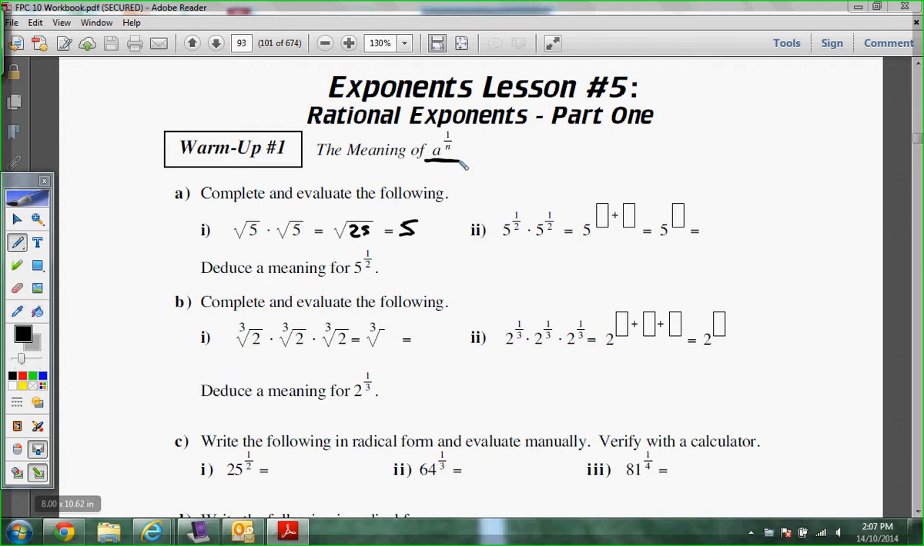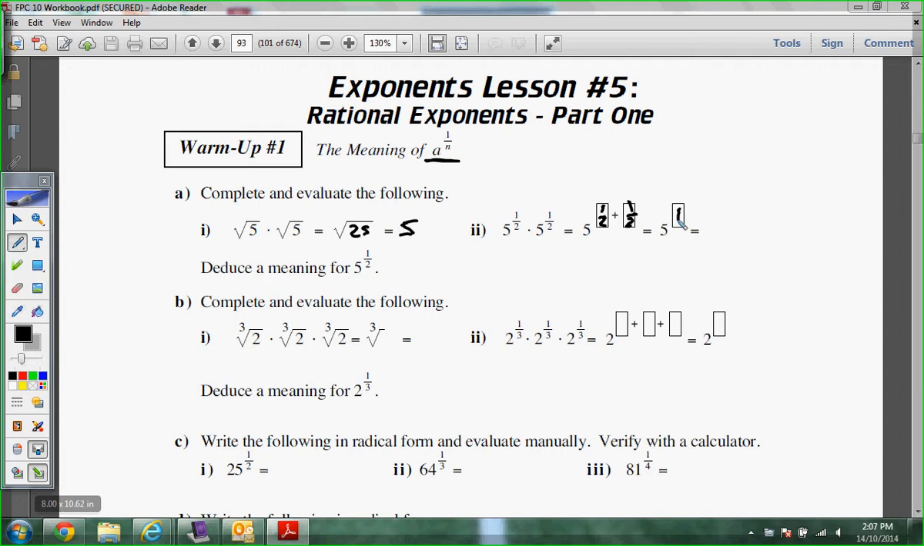Let's go right here, and this is going to help us figure this out. 5 to the 1/2 times 5 to the 1/2 is what? 1/2 plus 1/2, which is 1. Do we see that connection? We're using our exponent laws to prove this.